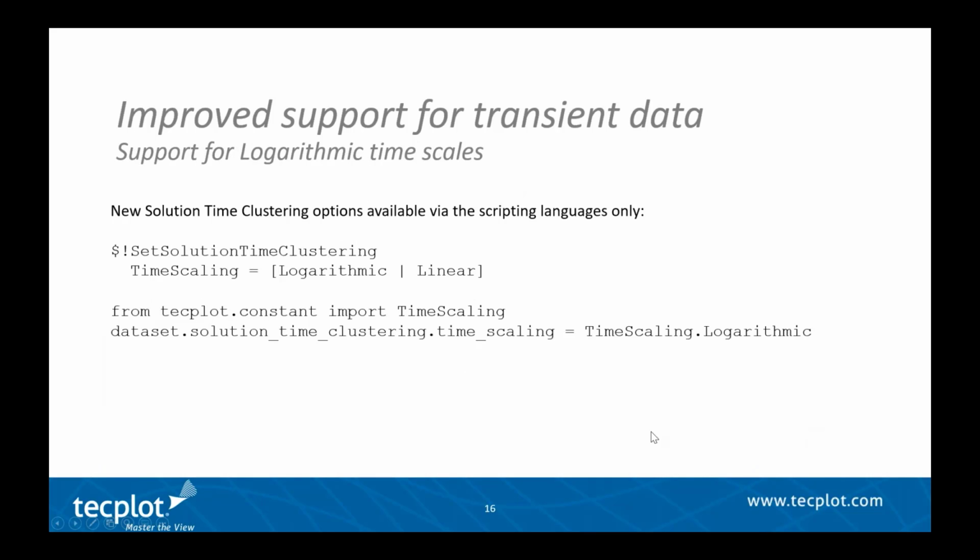And then logarithmic scales. Along with that solution time clustering capability, we've added the ability to define whether your time scale is linear or logarithmic. Again, that's done with the set solution time clustering option. Here's the macro command for it, and here is the command in Python. This is not available in the GUI yet. We didn't have time to get it into the user interface, so it is macro only at this point. Perhaps if enough people are using and needing this, we'll bubble it up to the user interface.